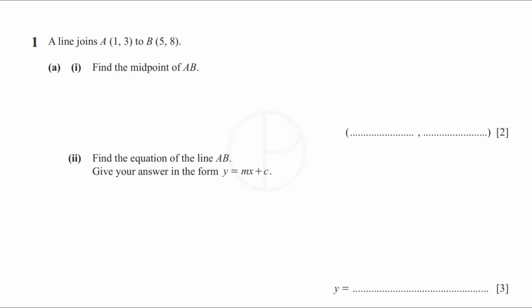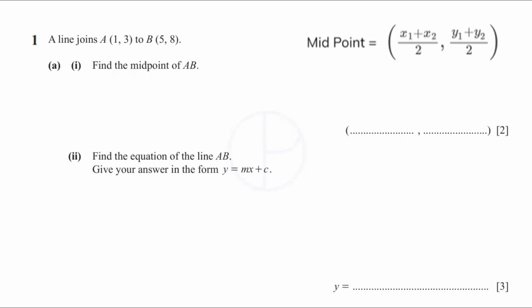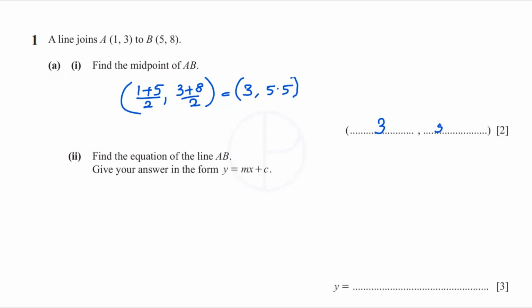The first question is a line joining A to B. Find the midpoint of AB. Add the two x coordinate values, which is 1 plus 5 divided by 2, then 3 plus 8 divided by 2, which is 6 divided by 2, 3, then 11 divided by 2, which is 5.5. So the midpoint of AB is 3, 5.5.